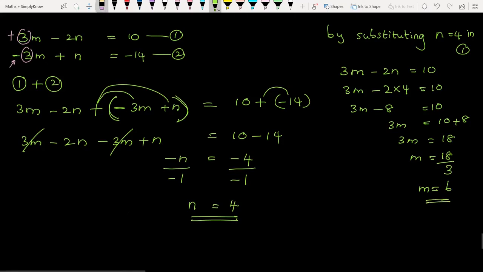Shall we again check our answer? Now I'm going to substitute m and n into the first equation. If m is 6, 3m is 18, minus, if n is 4, 2n is 2 times 4, which is 8. 18 minus 8 is 10. So our answers are correct.